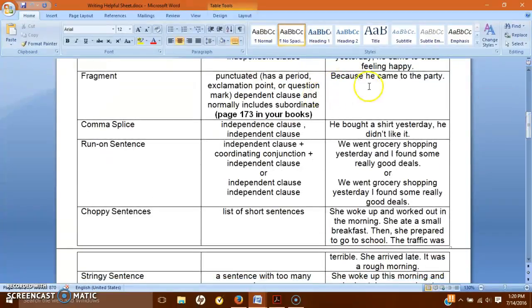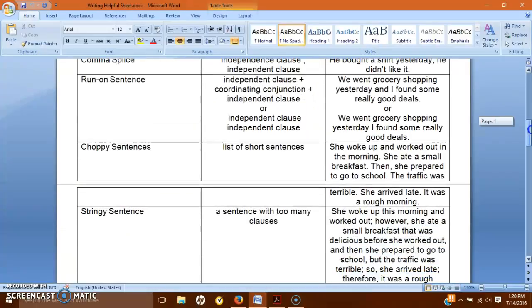All right, because he came to the party, period. This would be a fragment because it doesn't complete a sentence. It might be missing a subject or it might be missing a verb, but most of the fragments that you'll see or that you may write will be something like incomplete thoughts. All right, so now we know what an independent clause is.